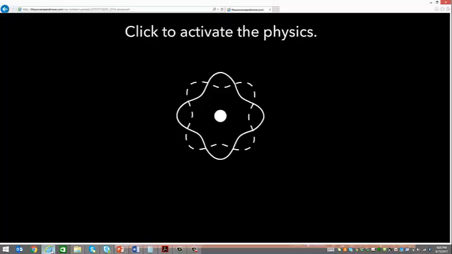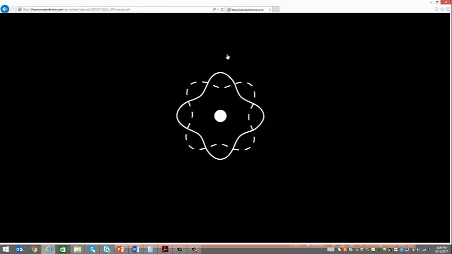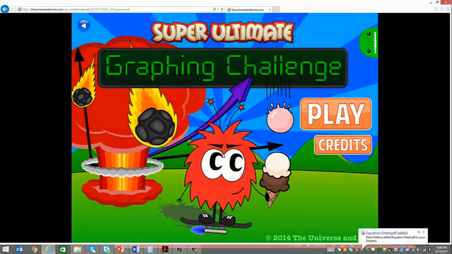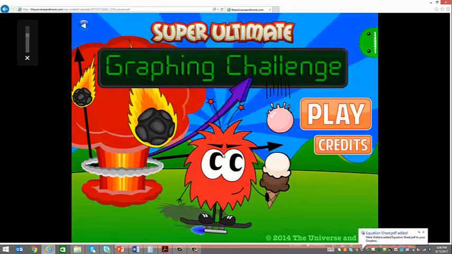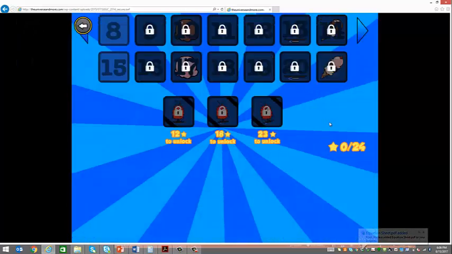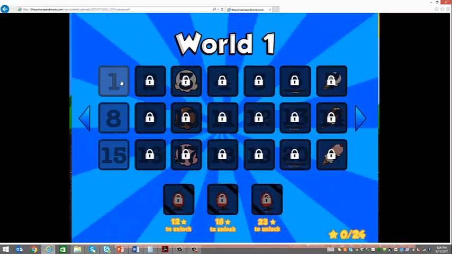I think I have it pulled up. So you're going to type it in, go to this website, and you're going to hit the button that says click to activate the physics. And it's going to play some horrible music. Okay, and it's this graphing challenge, and you're just going to play a bunch of different levels.